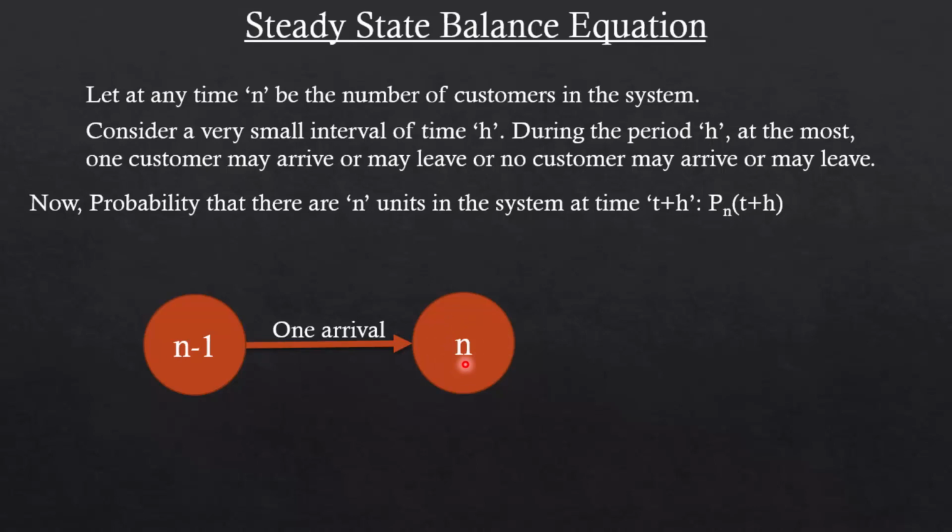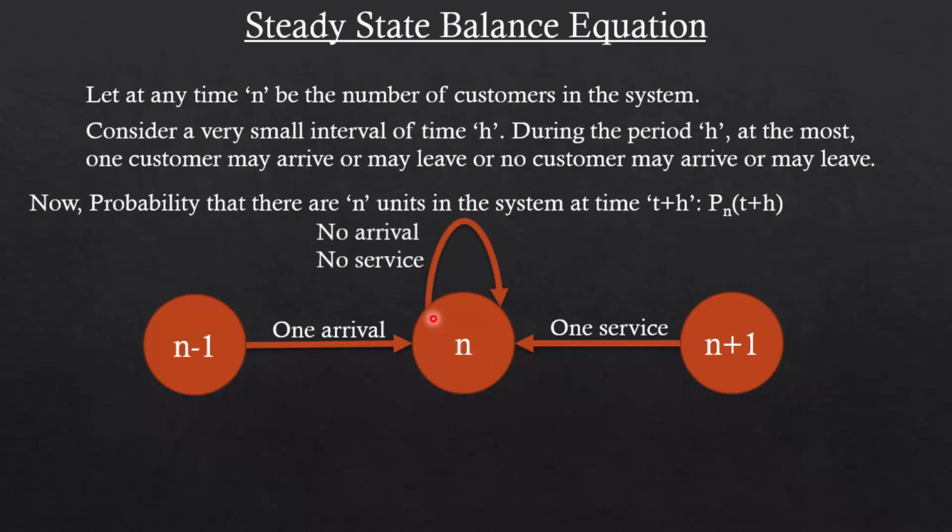In a similar manner, we can also achieve this if we have n plus 1 customers at time t, and in a small interval of time we have one complete service and no arrival here. So from this also we will finally get to n number of customers in time t plus h. And there is one more way we can reach n customers here, that is when we have no arrival and no service in a small interval of time h.